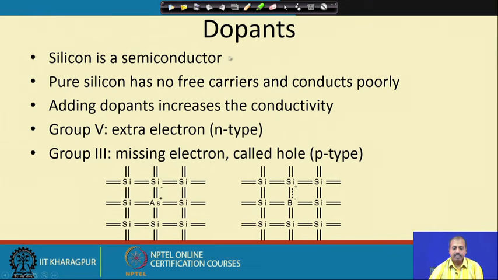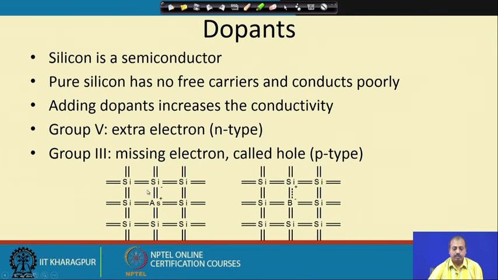However, if we add some dopant into it, we can add dopants like arsenic or boron. These dopants are group 5 elements or group 3 elements. Silicon is a group 4 element in the periodic table, so it has 4 electrons in the outer valency. If you add arsenic, which is a group 5 element, it has an extra electron, and that extra electron does not bond with anybody.